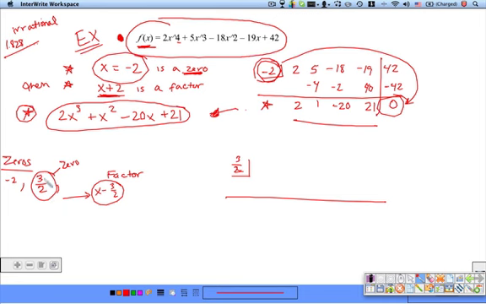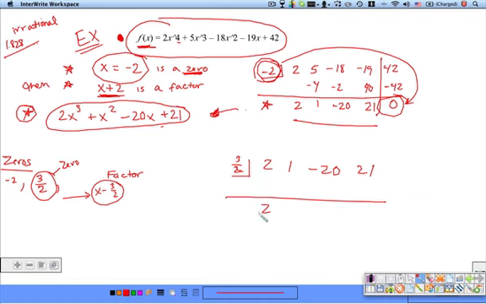This is a 0 of this factor. Okay, this is a 0 of this factor. So that's why I'm going to put 3 halves, and I'm going to use this up here. So 2, 1, negative 20, and 21. All right, let's use it.